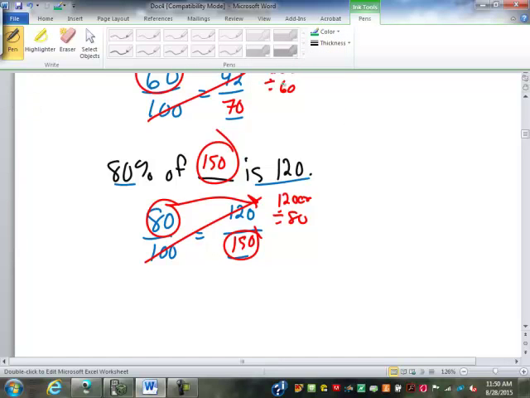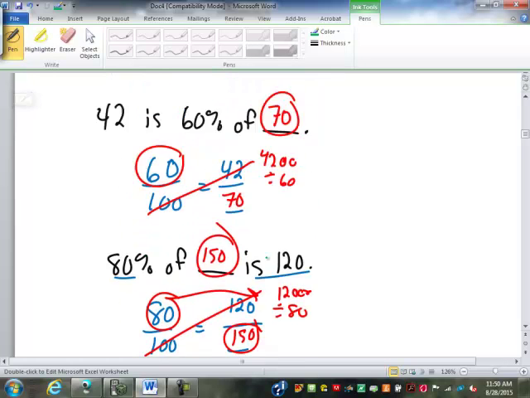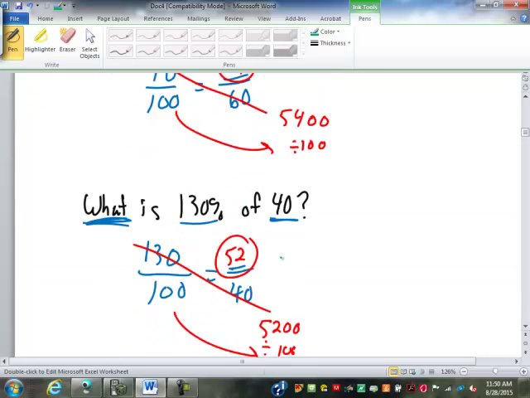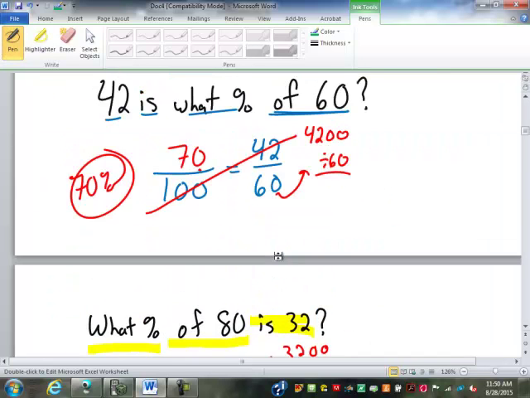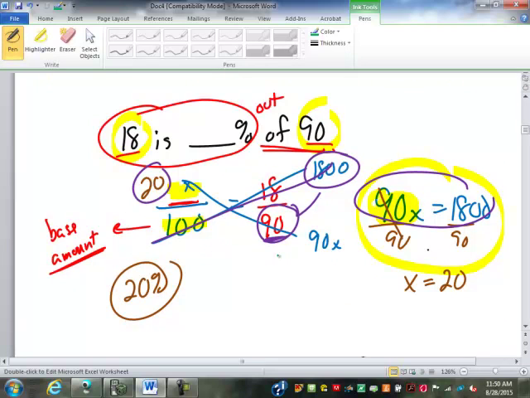Now, some of you, like me, may have been taught something called the rate method of percents when you were young. The rate method simply involves turning the percent into a decimal. So you wouldn't work with 60%, you would work with 0.6. Let me show you how that works. Let's go back up here to the top. This is just another way of doing the same problem.